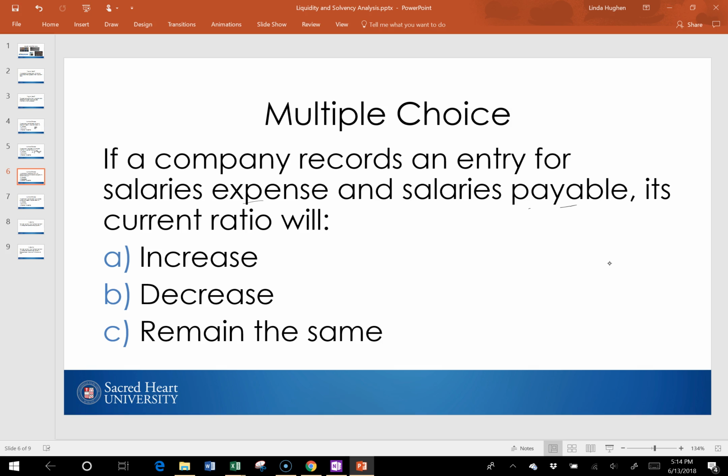Okay, the answer to this is B, the current ratio will decrease. What's going to happen to our current assets and our current liabilities? Well, nothing happens to the current assets. They are going to be unchanged. The company is not making the cash payment. What does it record that affects either current assets or current liabilities? It records the salaries payable. So the current liabilities will increase by the amount of the salaries payable. So if our numerator stays the same and our denominator gets larger, then our current ratio is going to decrease. B.